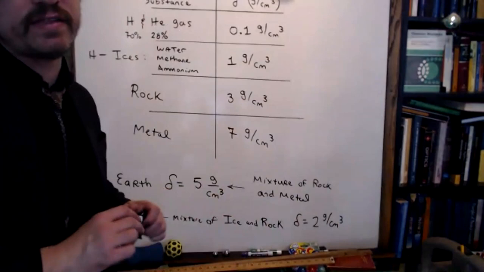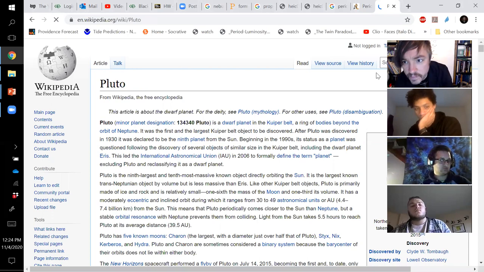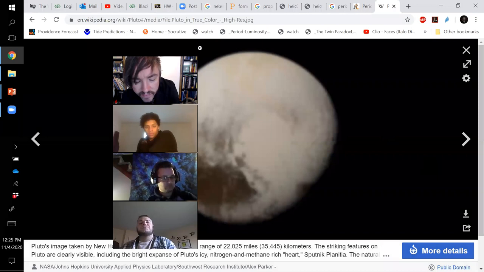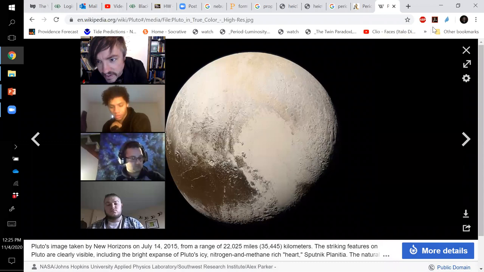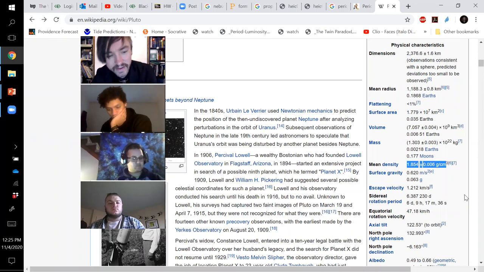Jake, just to prove that your intuition was correct, let's look at the higher precision value here. I'm going to type Pluto into Wikipedia and hope it comes up with the planet. Here's a picture of Pluto, in case you haven't seen it before. This is a lump of ice and rock, very little metal at this distance from the sun. And the density, you'll notice, is 1.9 grams per cubic centimeter, Jake. Pretty much exactly what you predicted, okay?